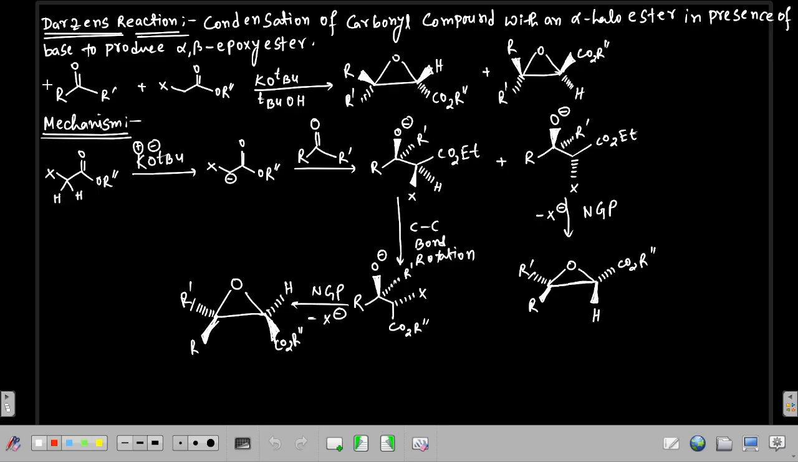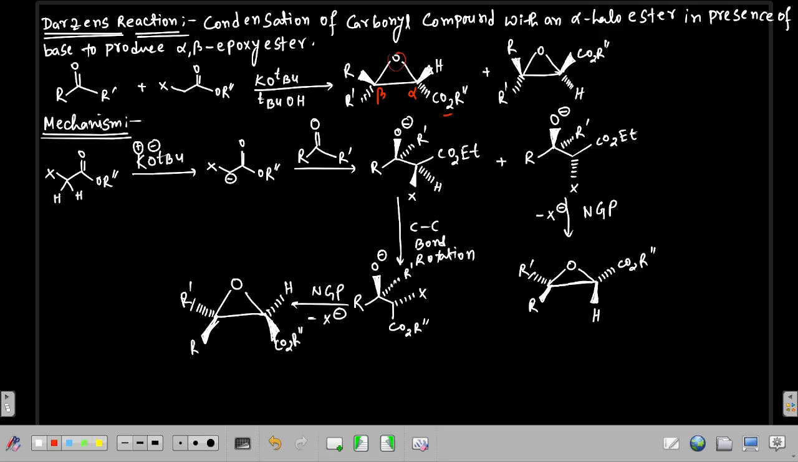Now the next reaction is the Darzens reaction. This is a condensation of a carbonyl compound with an alpha-haloester in the presence of a base to produce an alpha,beta-epoxy ester. Like this is an alpha,beta-epoxy ester. So we will see the mechanism of this reaction.